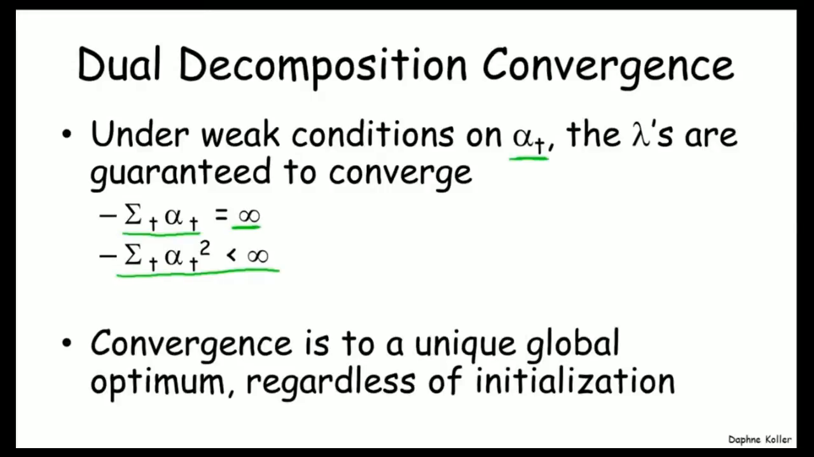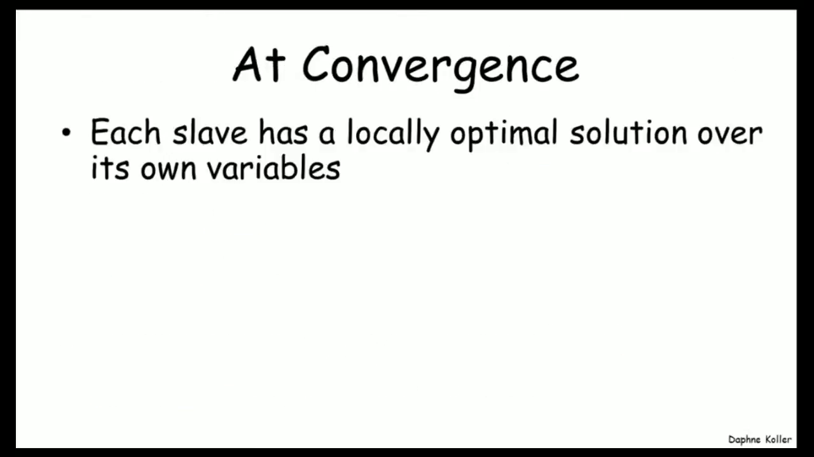Now, in fact, one can also show that we get convergence to a unique global optimum regardless of the initialization. So the lambdas always converge. Now, the question is, what are the implications of the convergence of the lambdas? What happens at convergence? At convergence, you can show that there's no more change. And so at that point, each of our slaves has its own locally optimal solution over its own variables, the ones that are in its scope.